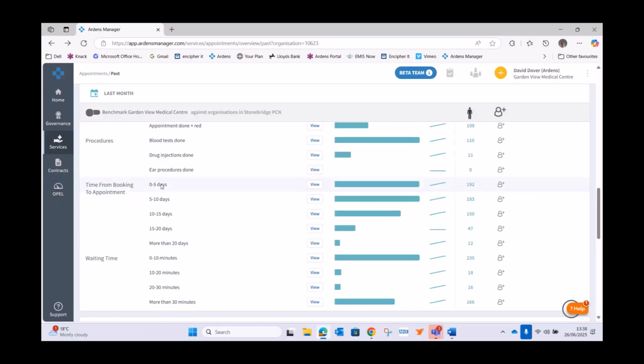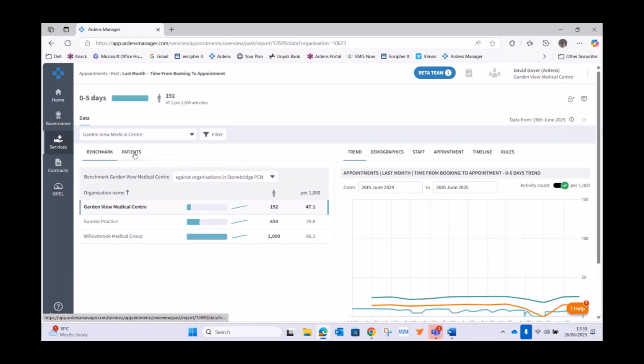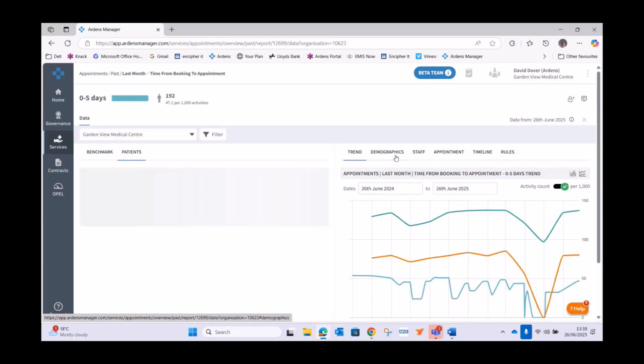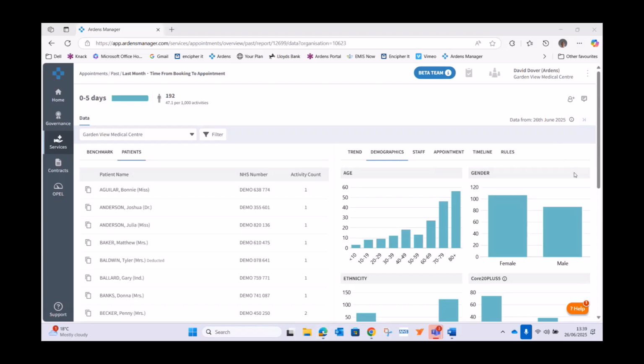So if I was looking at those 0 to 5 days, again, by utilizing that view option, say we've got 192 patients, not a great deal compared to what you've got in reality. But if we go to that view option, again, I can see who those patients are. I can look at those demographics. But again, we start to introduce more functionality within the appointment system as well.